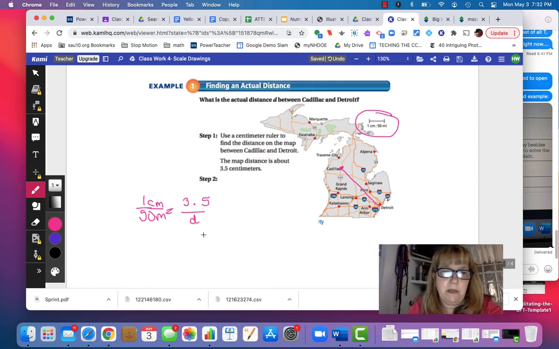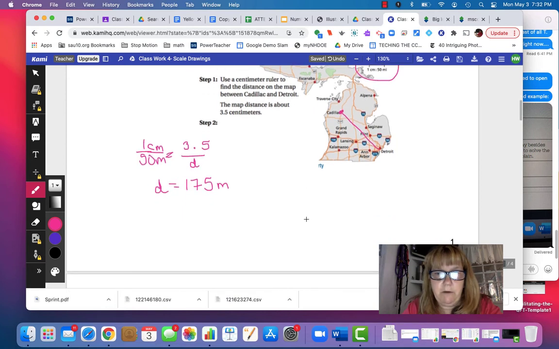From our last unit, you learned that you can cross multiply and you get d times 1, or d, is equal to 50 times 3 and 5/10. I'm going to whip out my calculator for that. So 3.5 times 50 is 175. So we know that it is roughly 175 miles from Cadillac to Detroit. So that's how you would figure that out.